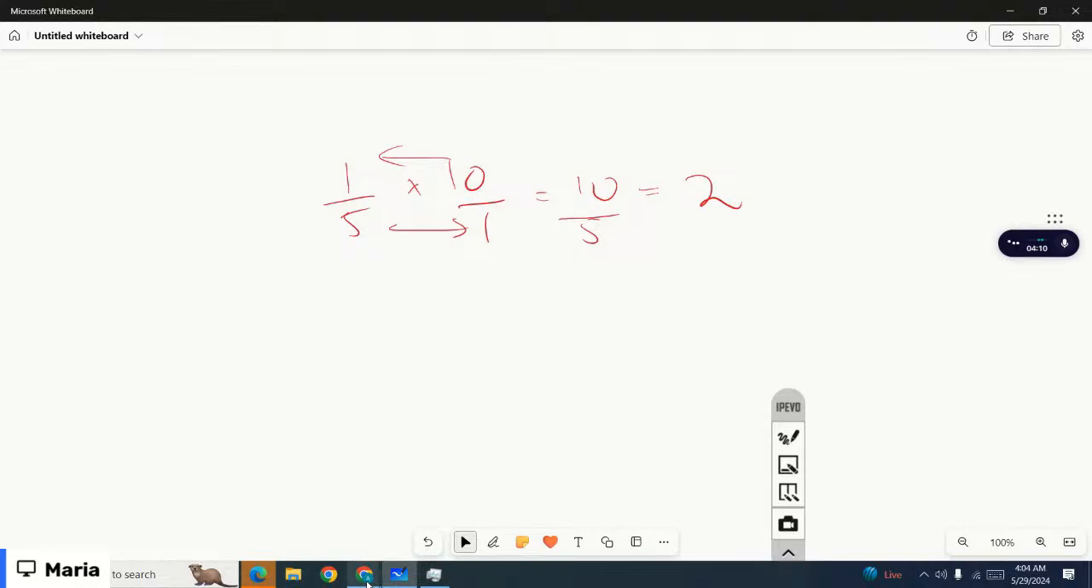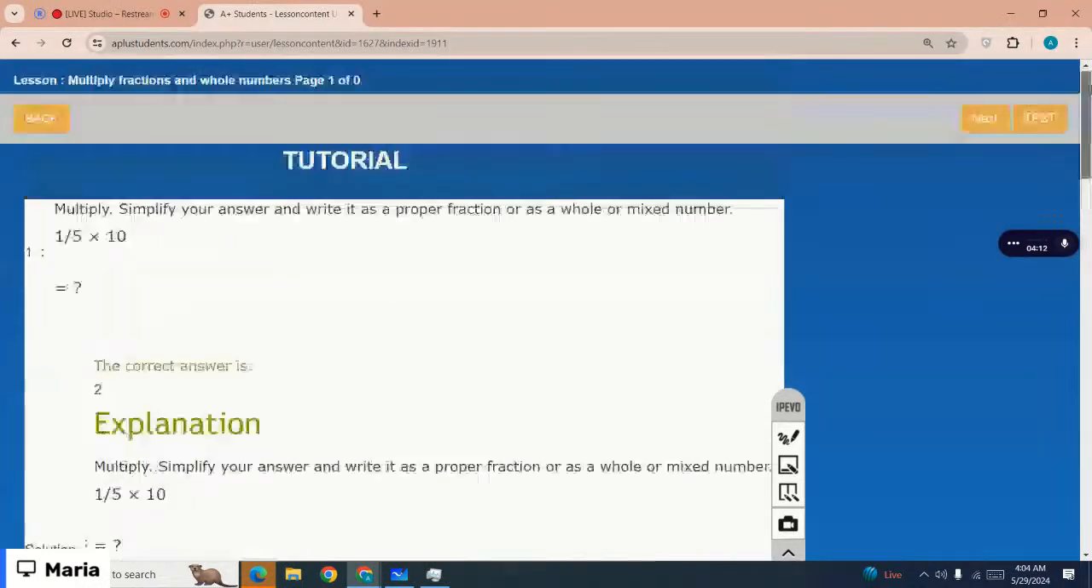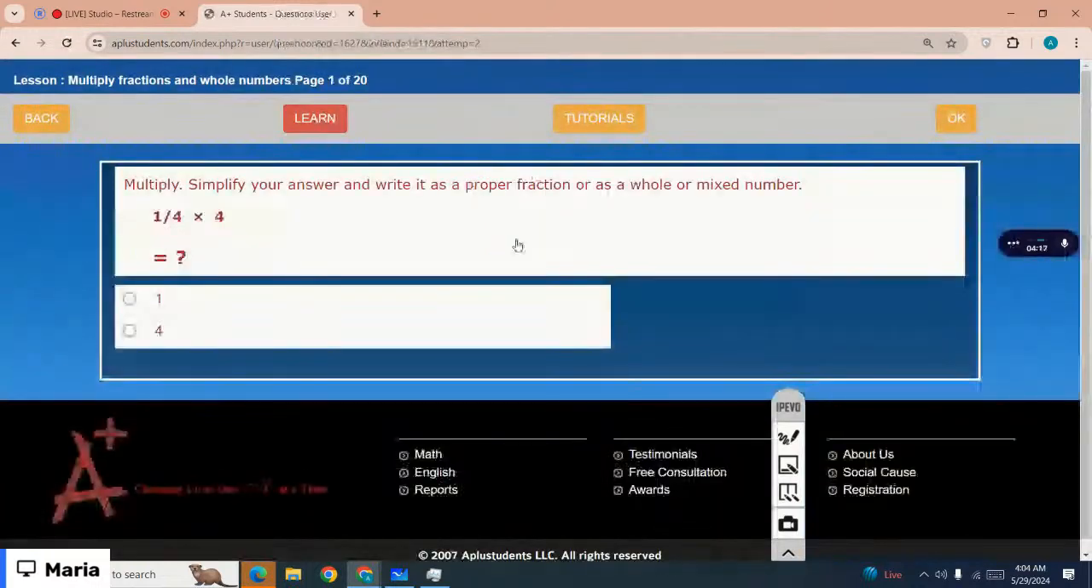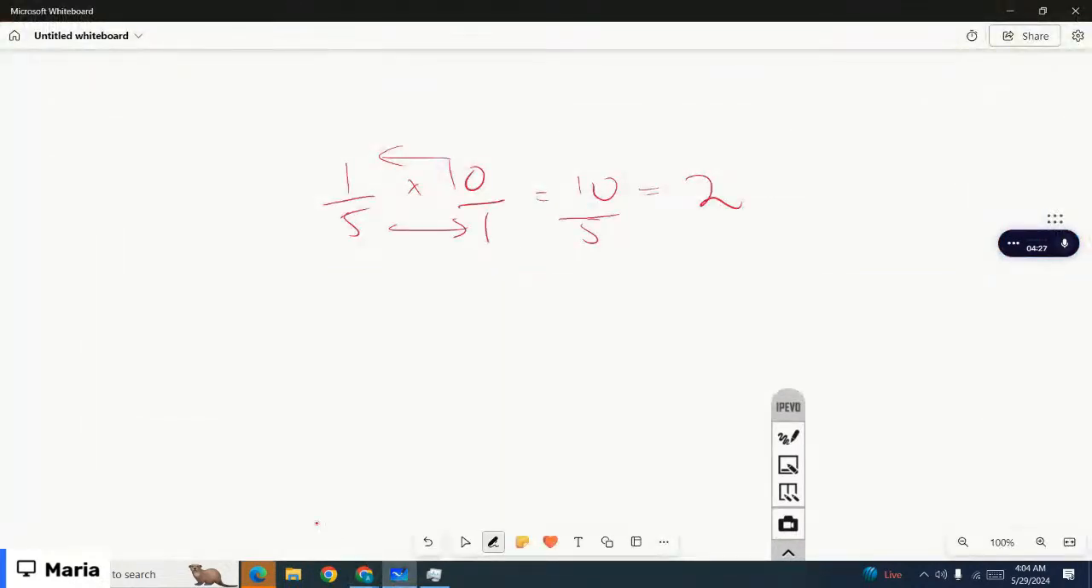Let's start with the test questions. That is 4 times 1 over 4. So let's do 4 times 1 over 4. That means its denominator is 1. You have to do numerator times numerator and denominator times denominator. So 4 by 4 is 1. So the correct option is 1.